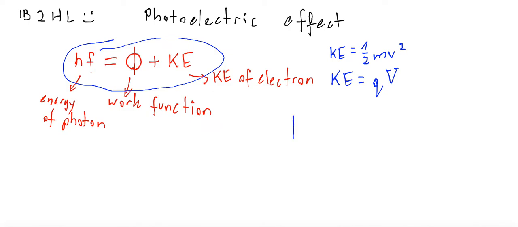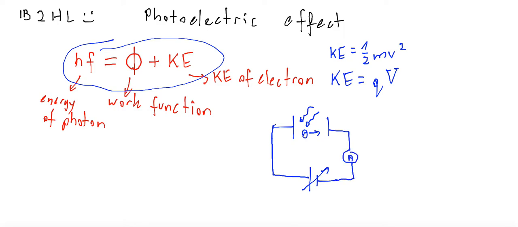Yes, he used this metal surface which was illuminated by light. Electrons were emitted from the left plate traveling to the right plate, and he connected this to a variable power supply which delivers voltage in the opposite direction to the potential difference produced by the removed electrons. He connected also an ammeter and a voltmeter.